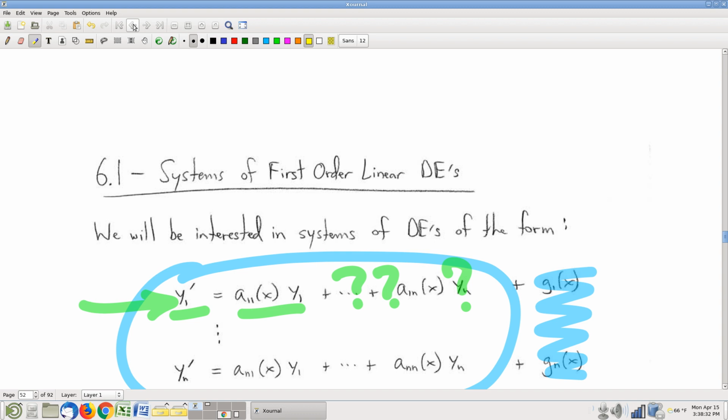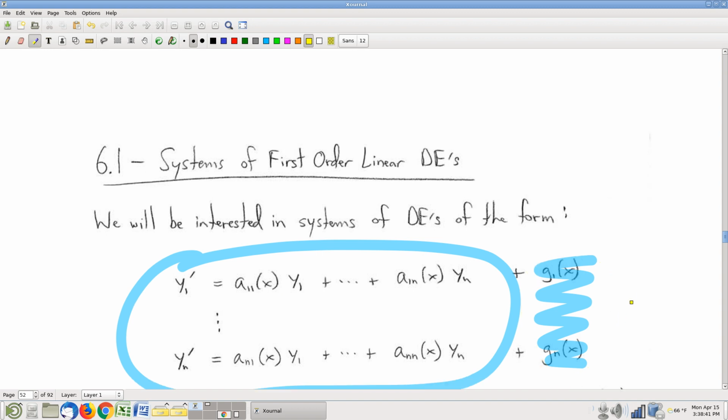Let's look at, I forgot I already had this. So here's our system. We're looking at the homogeneous case, so forget about the G's. Here's what our system looks like.